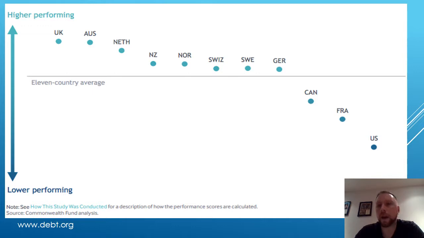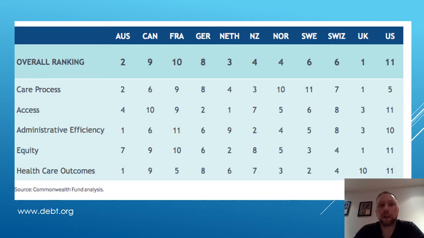Here's an example of how much we spend while even underperforming. If you can imagine the higher performing United Kingdom versus the United States, you can see on the far right, we don't perform as well as other countries, even though we spend a lot more. And this next slide will actually show the overall ranking as far as the level of care that's provided, as well as equity, healthcare outcomes, administrative efficiency, and access to healthcare. So why do we spend all this money on healthcare, but we don't even see an improvement over any of the other countries within the world?